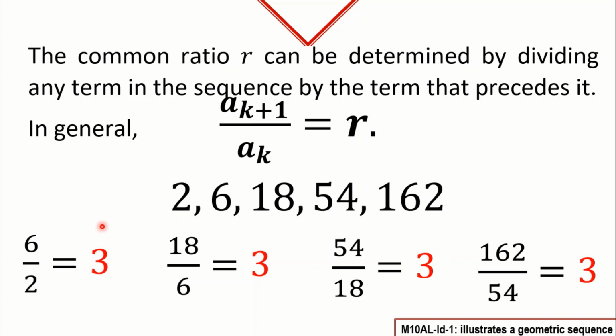So, kapag kinuha natin yung ratio ng mga terms, pare-pareho sila, that's the time that the given sequence is a geometric sequence. So, ganun lang ang pagkuha ng common ratio. Yung nahuling term divided by naunang term.